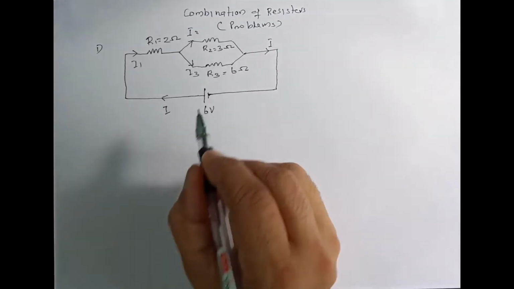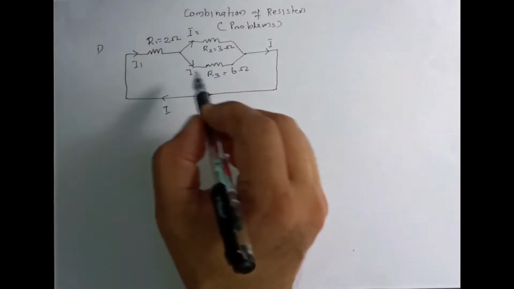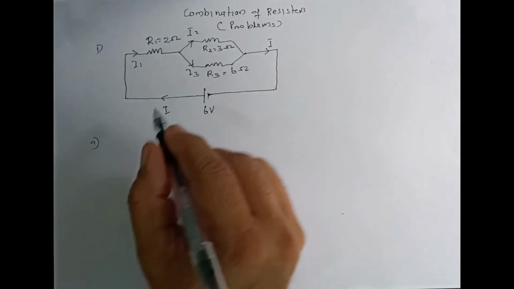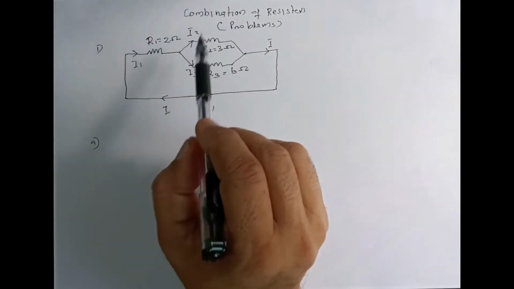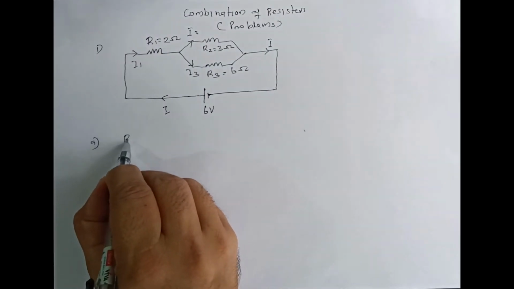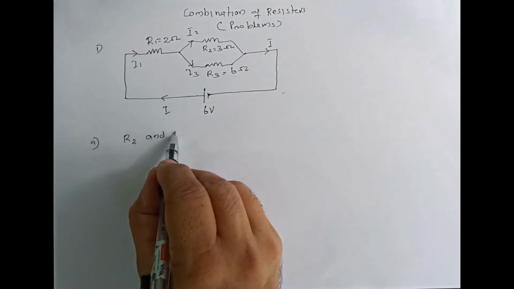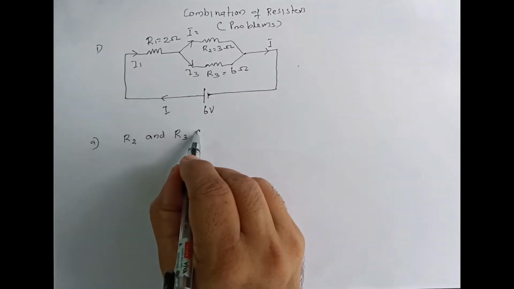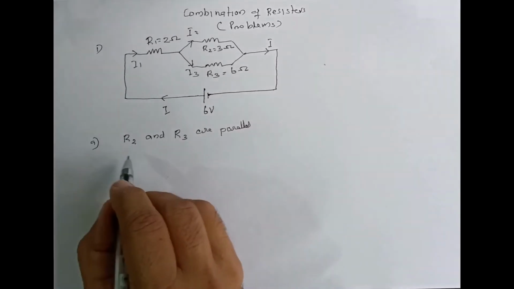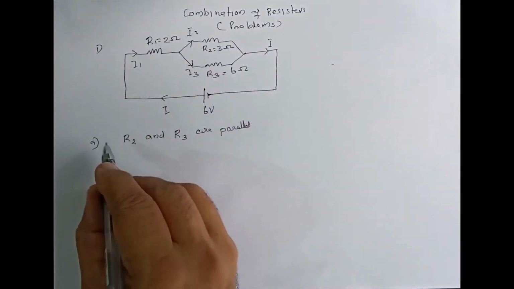Okay, so I try to work out everything in here. First we will work out the effective resistance of the combination. To work out the effective resistance of the combination, you can see that R2 and R3 are parallel. So you get the effective combination of R2 and R3.